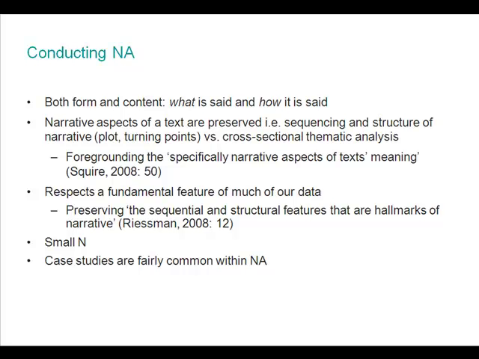Now, one of the reasons for doing narrative analysis is that what we're doing basically is preserving an aspect of speech or text that's there. And that is the fact that people tend to speak in narratives. So when someone tells you something, they tend to tell you a narrative. They tend to tell you a story. So if you're doing cross-sectional thematic analysis, which is fine, I'm not slagging off cross-sectional thematic analysis here, but if you do that, you're not focusing on the narrative aspects of the text that you've got. You're focusing on something different.